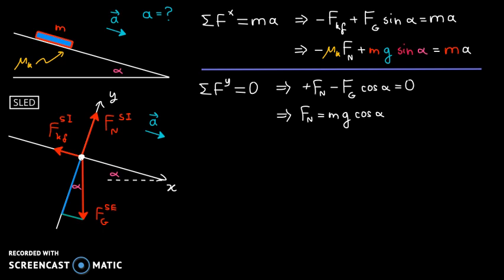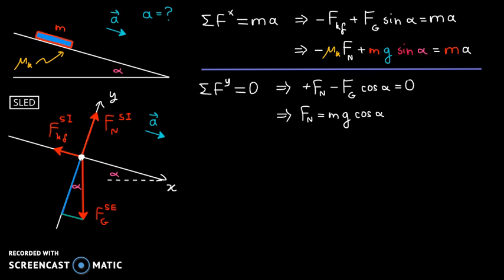Should I memorize this result? Absolutely not, because this result is specific to this problem. F normal is not necessarily always equal to mg cosine alpha. It just happens to be equal to mg cosine alpha in this particular problem.